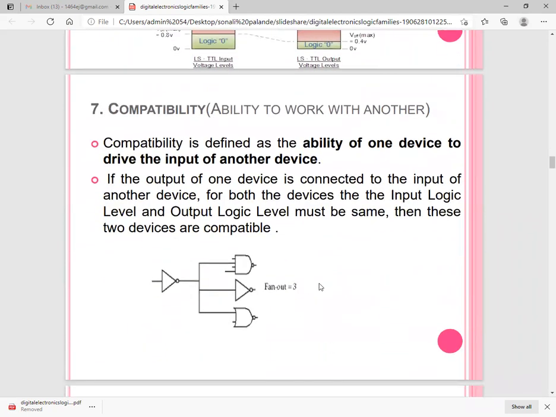The next specification is compatibility, the ability to work with another. Compatibility is defined as the ability of one device to drive the input of another device. If the output of one device is connected to the input of another device, for both the devices, the input logic level and output logic level must be same. Then these two devices are compatible.